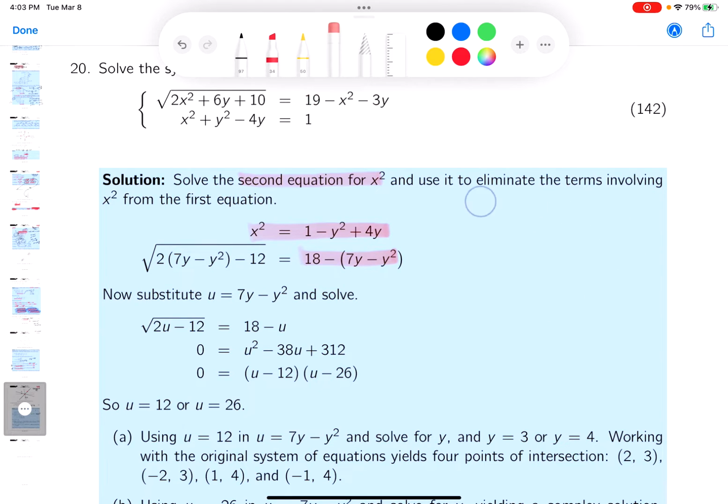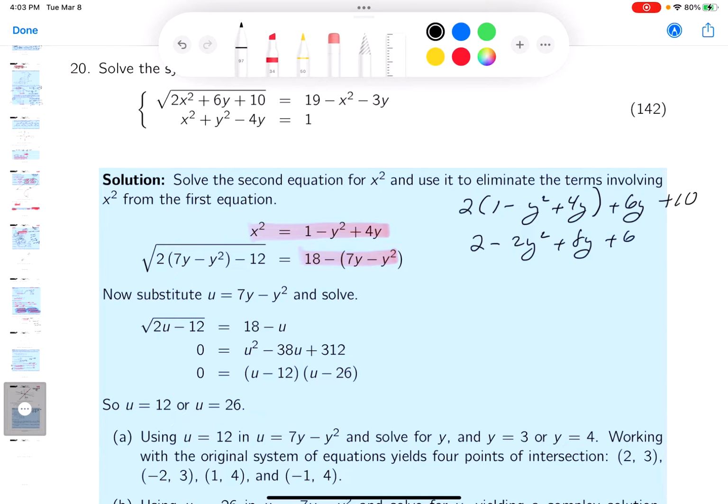I got enough written down that I can do this. All right, let's do the next thing up, which is what's under the radicand. Well, it's 2x squared. Well, what's x squared? X squared is 1 minus y squared plus 4y, plus 6y now. This is under the radicand, and then plus 10. And what do you get there? Well, 2 minus 2y squared plus 8y plus 6y plus 10. Well, that's going to be minus 2y squared plus 14y plus 10.